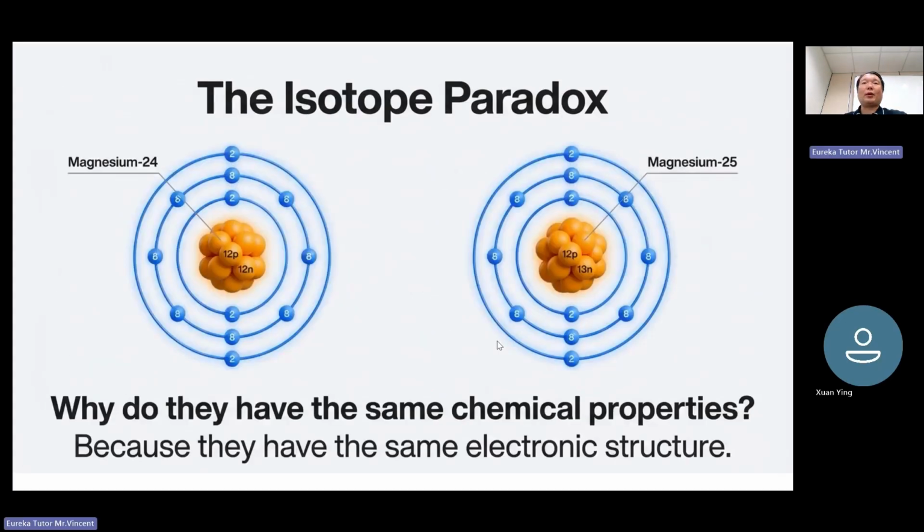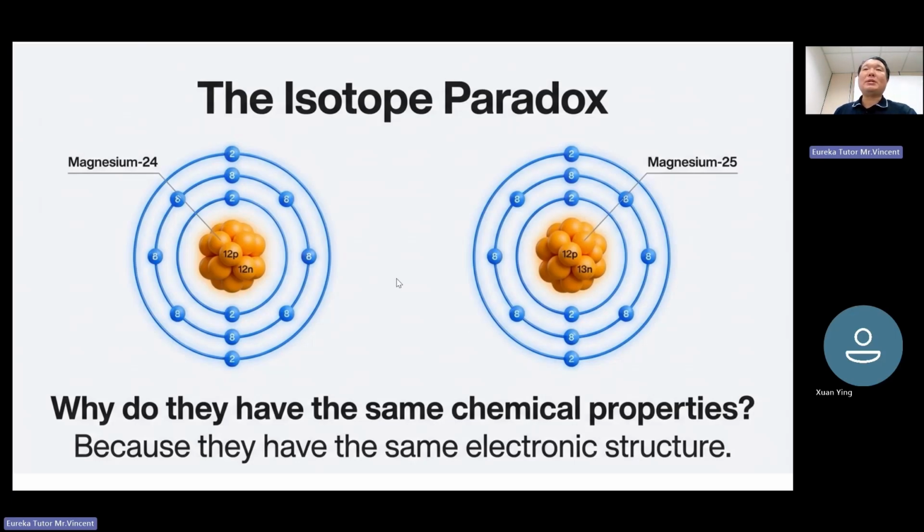Next, isotope. This topic, isotope, is a very important concept. What is called an isotope? For example, why do they have the same chemical property? If this question is asked, you need to show the key point: they have the same electronic structure. The example here shows the isotopes of magnesium. They have different numbers of neutrons and so different masses, but they have the same number of electrons, so they behave chemically the same.